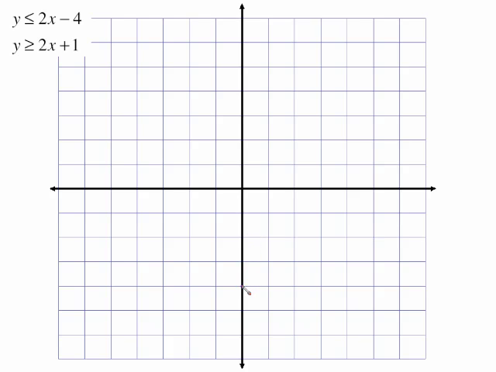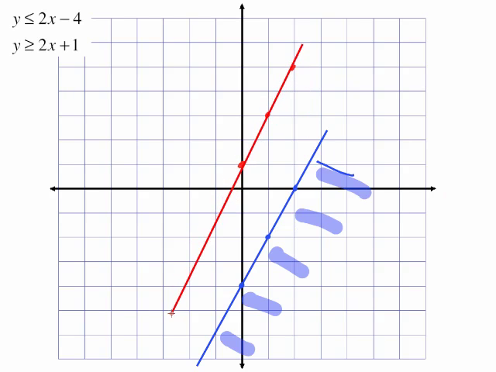A y-intercept of -4, a slope of 2, which is up 2 over 1, up 2 over 1. Let's graph the line. It is less than or equal to, so I get to draw the solid line. It is less than this way. The next one has a y-intercept of +1, has a slope of 2, up 2 over 1. And let's graph the line. This one looks like this. It is greater than or equal to, so it is solid. And it is greater than, so it shades above.